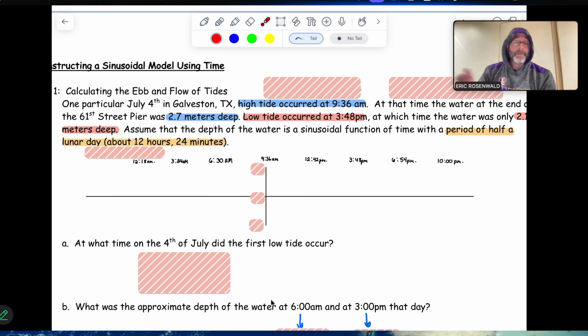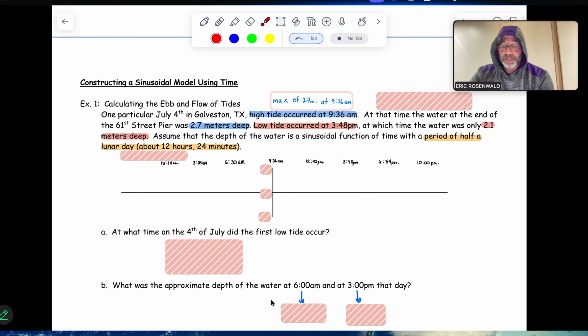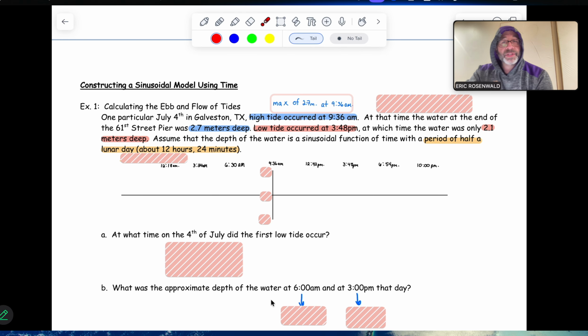That's giving me a maximum. And the maximum happens at 9:36 a.m. And it just happens to be that the water at that time is 2.7 meters deep. It then says that low tide occurs at 3:48 p.m., at which time the water was only 2.1 meters deep. So what they're giving me is a minimum of 2.1 meters at 3:48 p.m.